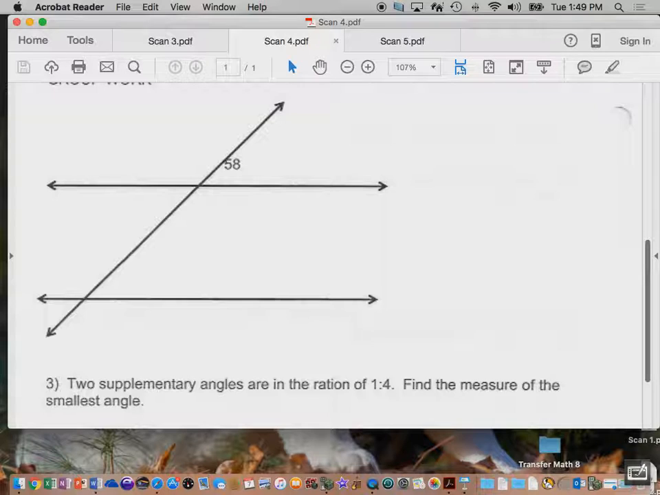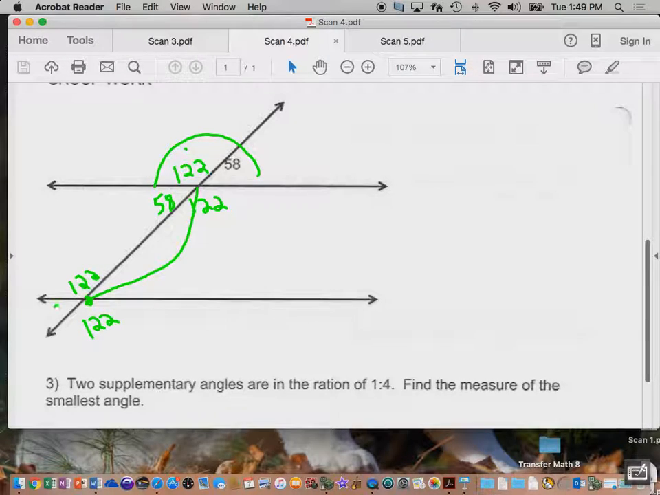Now, if this guy's 58, what's this guy? 58. Good. If this guy's 58, what's this guy over here? 120. 122, oh, my bad. If this is 122, what's this guy? 122. Now I do drag and drop, land on top. What's this guy? 122. This guy? 122. This guy? 58. This guy? 58. Very good.